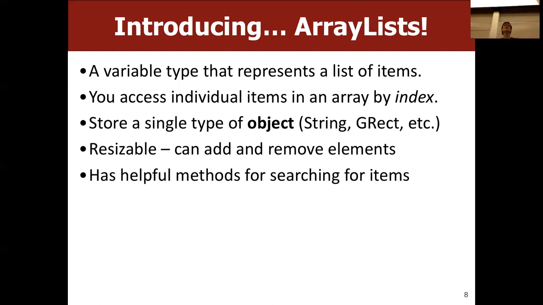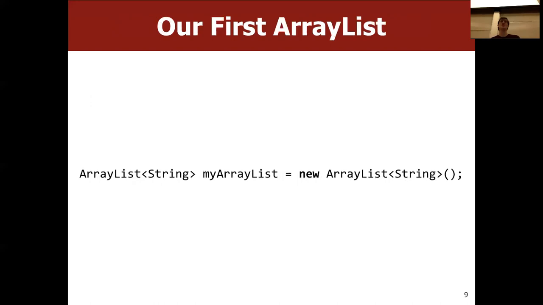And on top of that, ArrayLists have some helpful methods for searching through an ArrayList, seeing what's in it, and manipulating them in different ways. So there are all these cool methods you can call on ArrayLists, just like you've gotten used to calling on strings and things like that. So without further ado, let's talk about our first ArrayList. This is how you make a variable that is an ArrayList. You say ArrayList<String> myArrayList = new ArrayList<String>(). One caveat is you have to import java.util.* to get access to this nifty stuff.